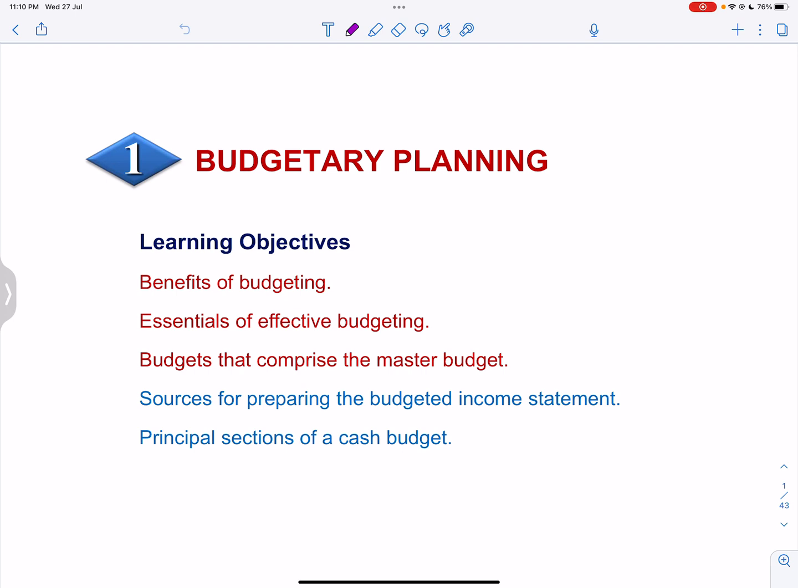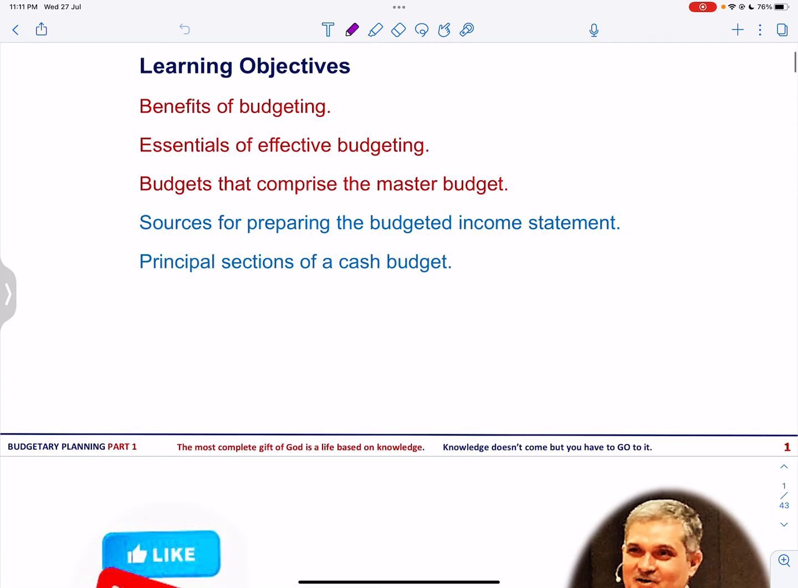In this video, we will explain the benefits of budgeting. We will state the essentials of effective budgeting. We will also identify the budgets that comprise the master budget. And finally, we will solve the exercises comprehensively. In the second video, we will talk about the sources for preparing the budgeted income statement. We will explain the principal sections of a cash budget.